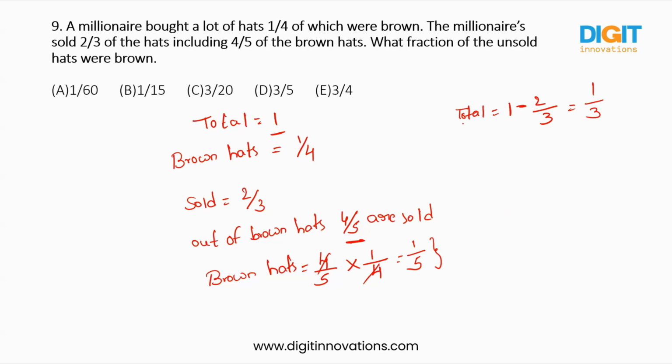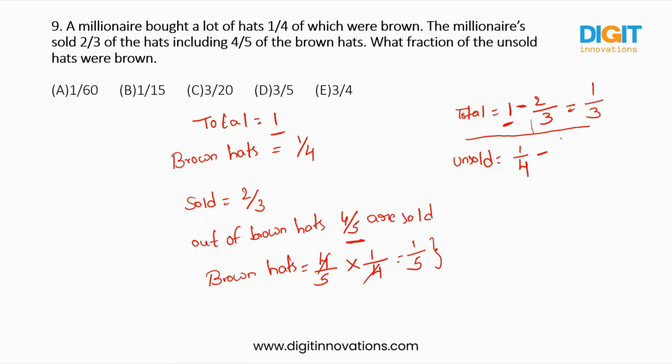So unsold. Total unsold, how many are there? In this total of 1, 2 by 3 are sold, then you got the unsold hats. In the unsold hats, you have to find how many brown unsold hats there were. 1 by 4 are the total brown hats, and in this 1 by 5 got sold. That means 5 minus 4 by 20, which is 1/20. So 1/20 is the unsold brown hats.